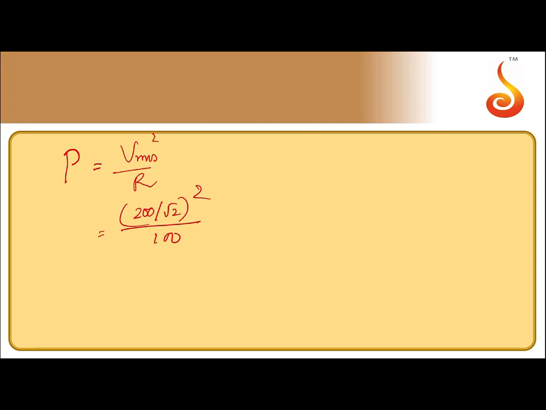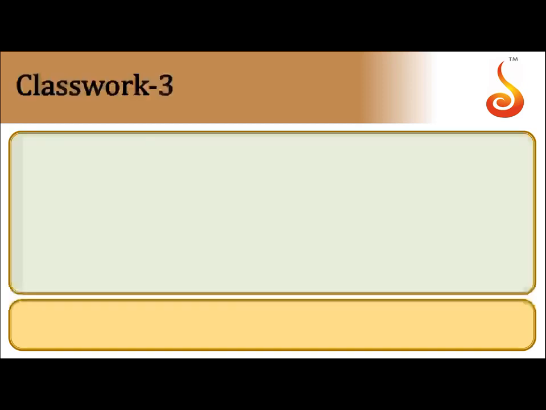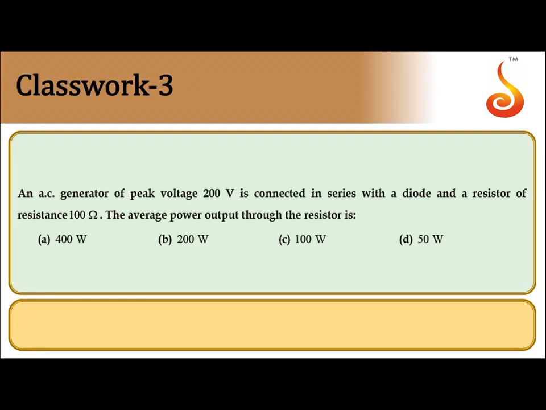So, we understand why this is 200 divided by root 2. The peak value is 200 volts and therefore, RMS is given by V0 divided by root 2. So, this is 200 divided by root 2. You can simplify this and cross check what your answer is. It turns out to be 100 watt.